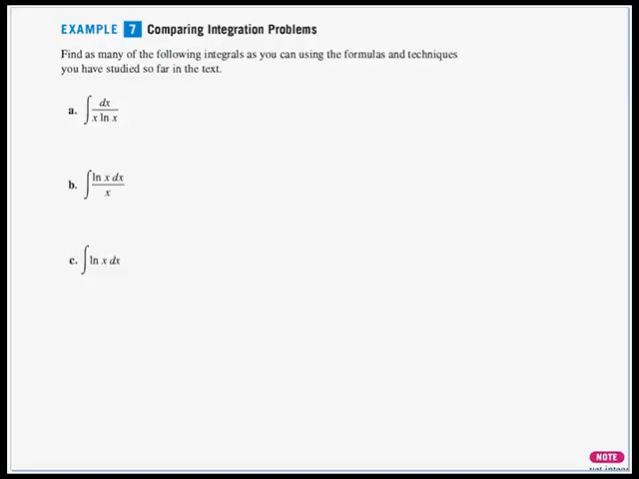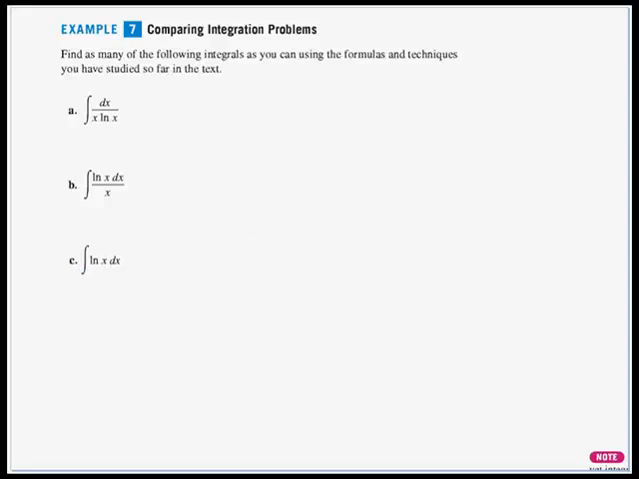Example 7, comparing integration problems. Find as many of the following integrals as you can using the formulas and techniques we've studied so far in the text. So everything is wide open. And they all have logs in them. Something's going on here. First we have our x ln of x in the denominator. In part B, ln of x is now in the numerator. Part C, it's just the ln of x dx.